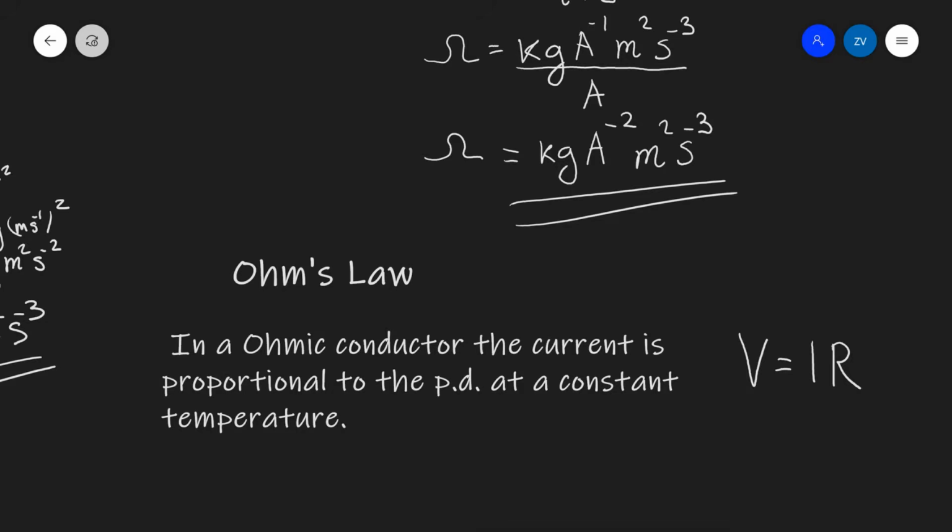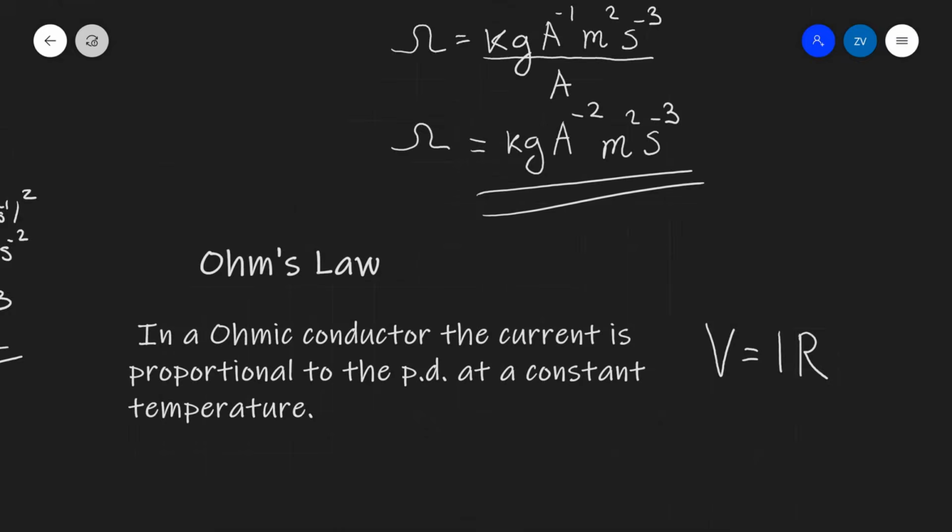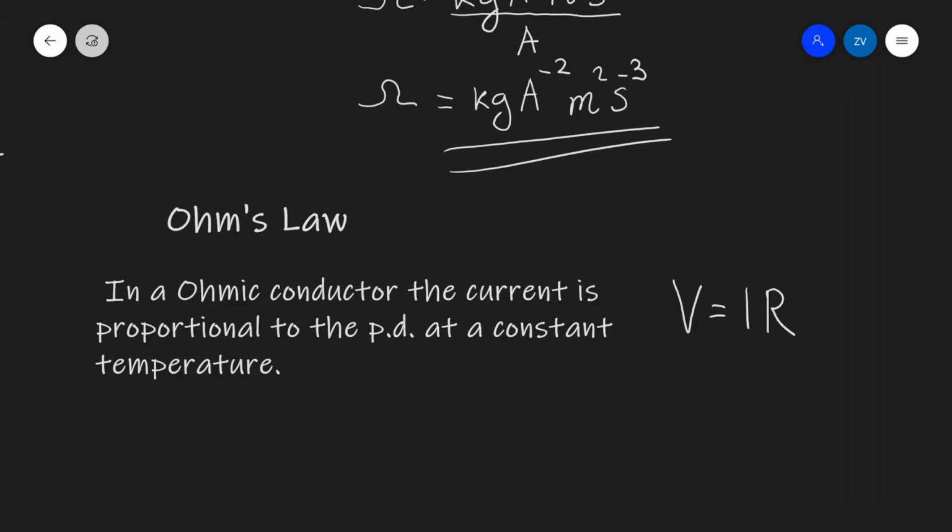Talking about resistance, this brings us on to Ohm's law. Ohm's law states that in an ohmic conductor, the current is directly proportional to the potential difference at a constant temperature. Normally, Ohm's law breaks down if the temperature is extremely high. Mathematically, we can summarize this statement with V is equal to I times R, where V is the potential difference, I is the current, R is the resistance.